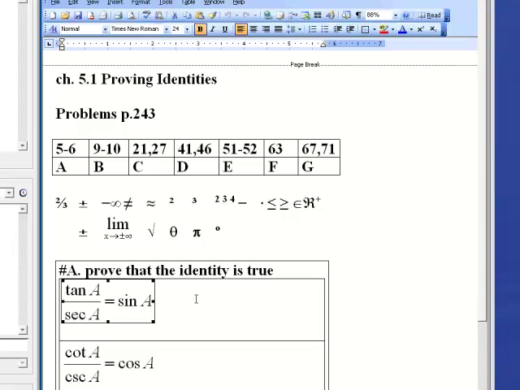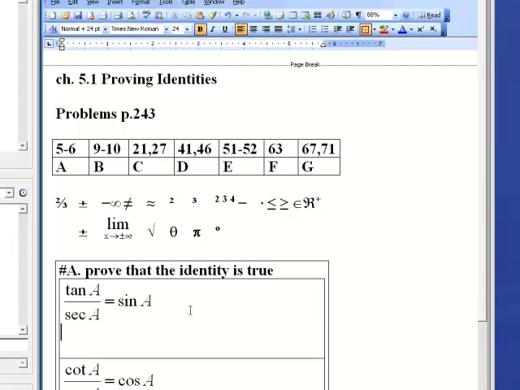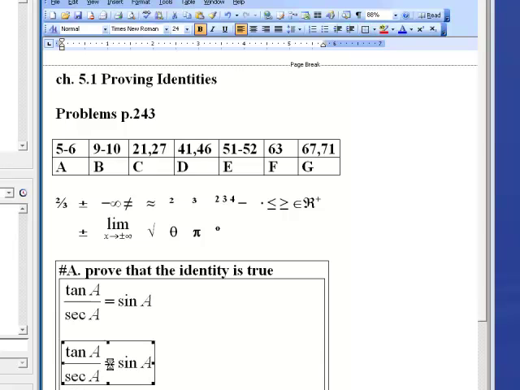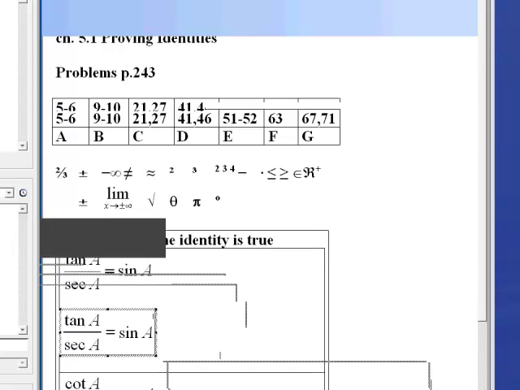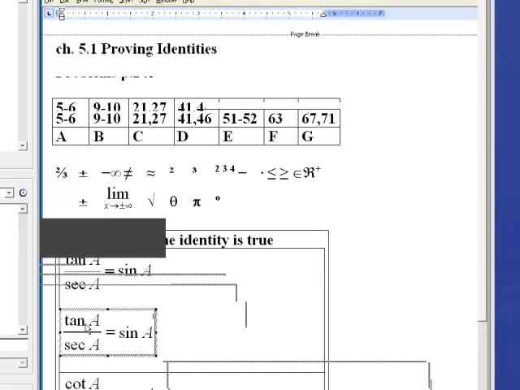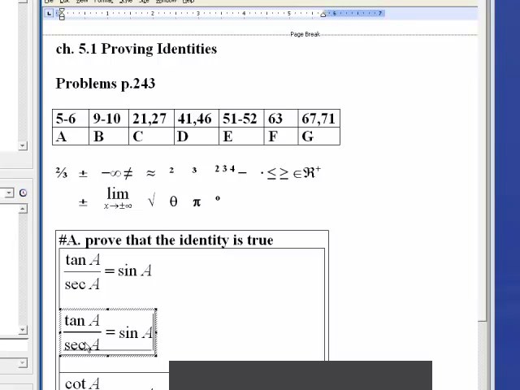So we're supposed to prove that tangent over secant is the same as sine. And I'm going to manipulate the complicated side first, which is the tangent over the secant. And I'm going to use the ratio identities for that. And then we'll see. So tangent is going to be the same, of course, as sine over cosine.